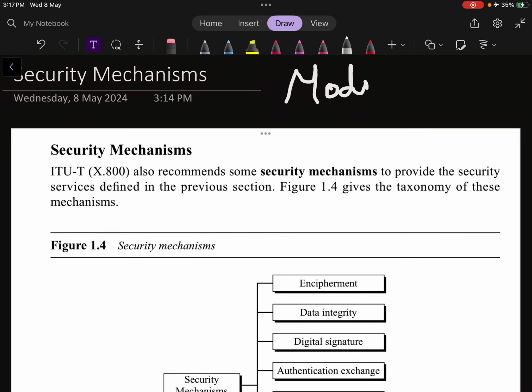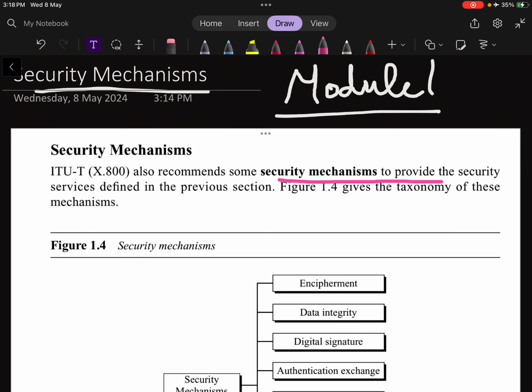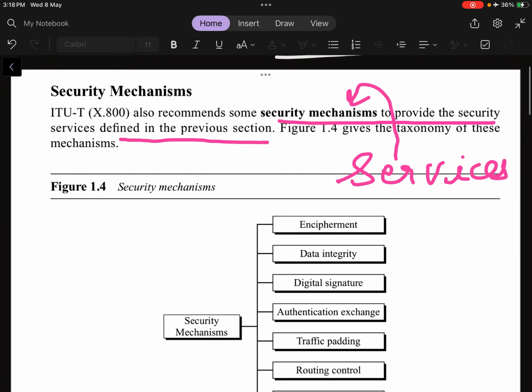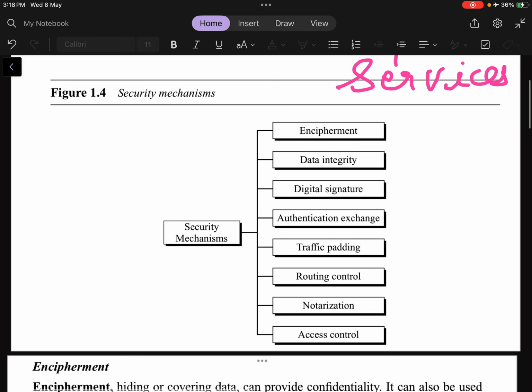Module 1 under 8, we have security mechanisms. ITU-T X.800 also recommends some security mechanisms to provide the security services defined in the previous section. So to provide the security services, you need some kind of security mechanisms. We have already discussed this in the previous part. What are the different security mechanisms?